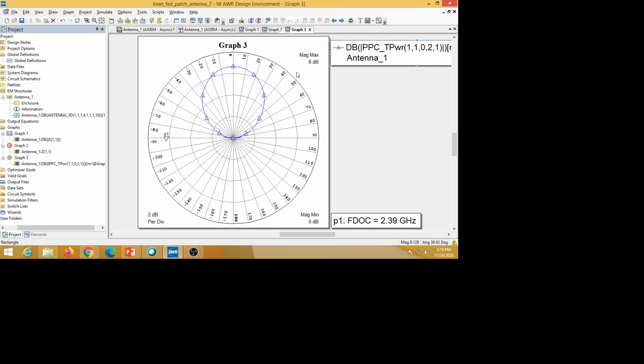What is the maximum radiation? You can see that, you put a marker here. It is 6.65, the maximum radiation you are getting, in decibel gain of the antenna. It is the far field gain, 6.65 dB is the maximum value we have for the radiation gain of the antenna, or E total. That is at 2.39 gigahertz, and at approximately 0 degree we got the maximum gain here.